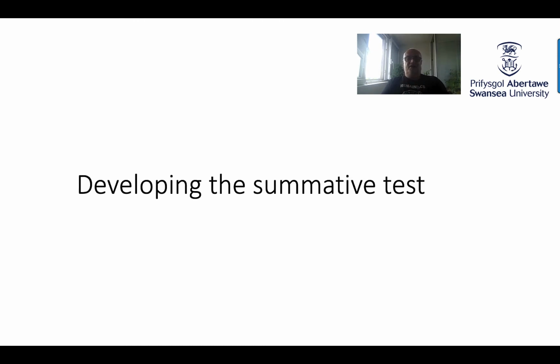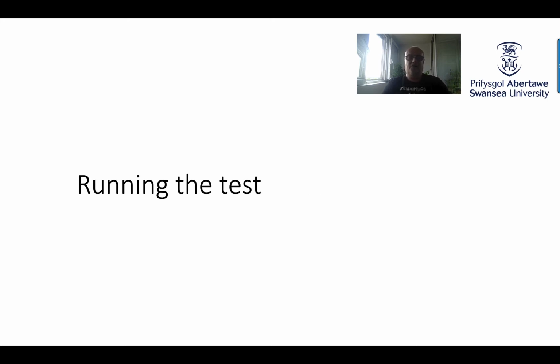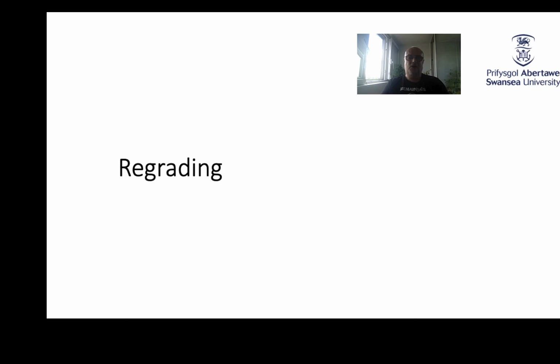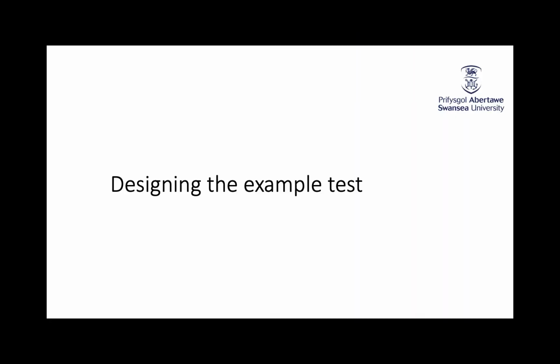I'll say a little bit about how I developed the summative test. I really just took variations of the questions that were in the example test and made them randomized. Then the actual running of the test, and I'll explain the bugs that appeared at that point. I'll say a little bit about how I did the regrading. So I'll have a few comments at the end in summary. I'll start by describing the design of the example test that I did first.